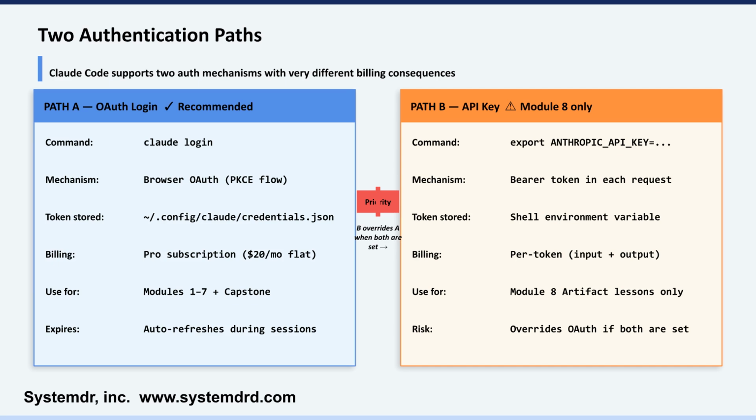Claude Code supports two auth mechanisms. Path A is OAuth login via Claude Login, recommended for modules 1 through 7, using your Pro subscription. Path B is setting the ANTHROPIC_API_KEY environment variable, intended only for Module 8. Path B always overrides Path A, which is the billing trap to avoid.